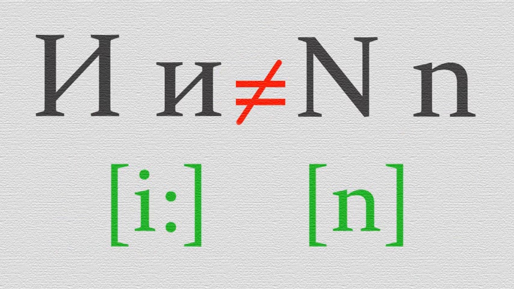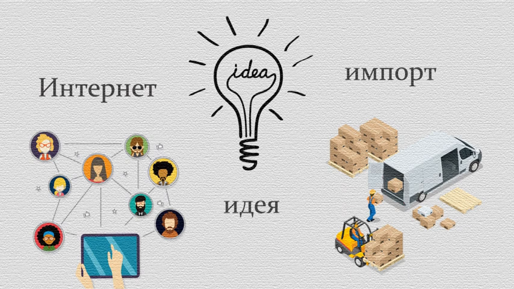Our next letter is the letter I. A lot of people confuse this letter with the English letter N, but look carefully. It looks backwards. It is like in the mirror. It's not the same. So this has the sound I. Интернет, идея, импорт.